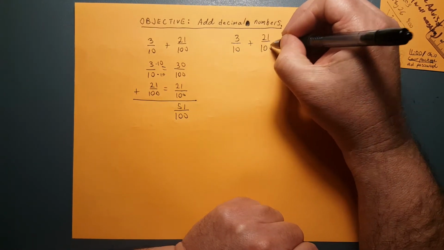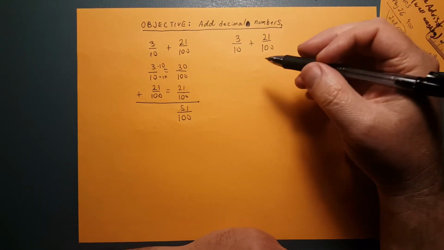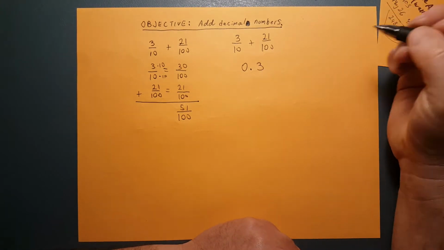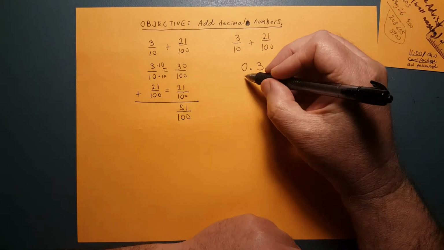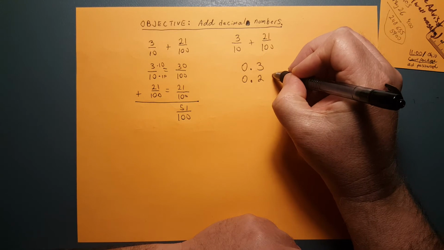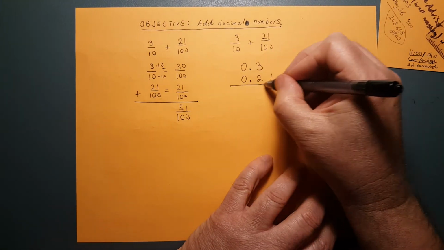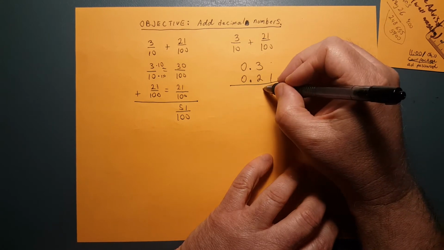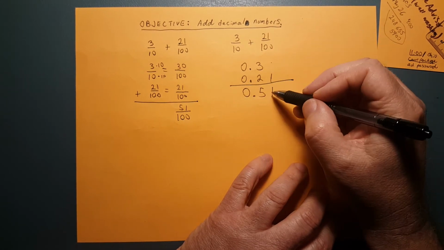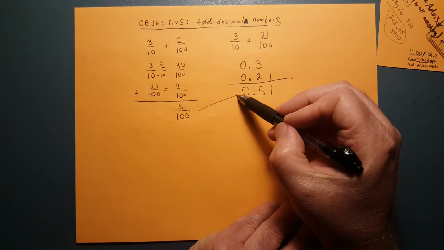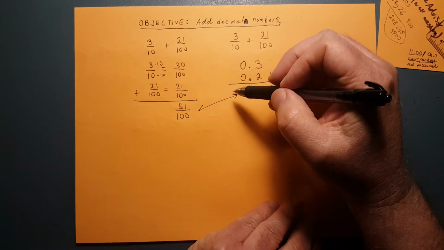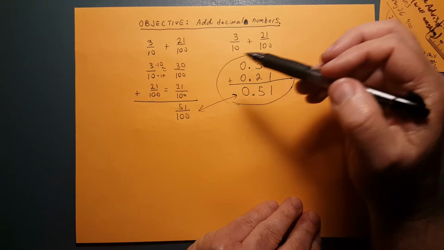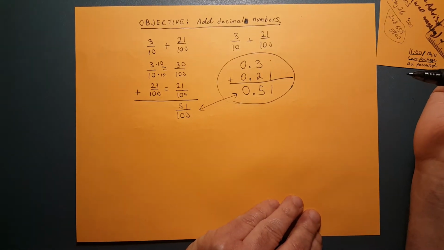Now that is one way to do that, but you might find that an easier way to add these two numbers is to change them to decimals. So 3/10 you could write as 0.3, and 21/100 you could write as 0.21. Then you could just add these up. 1 plus nothing is 1, 3 plus 2 is 5, and we get 0.51. Of course, these two are the exact same thing, but this, for most people, is an easier way to get to it than having to add the fractions.